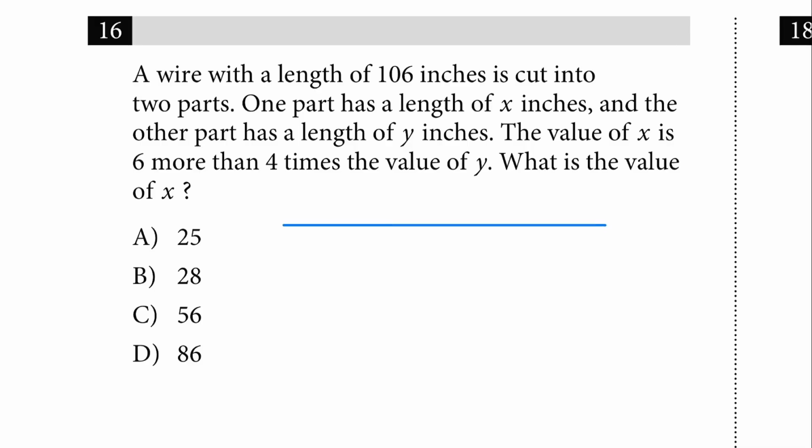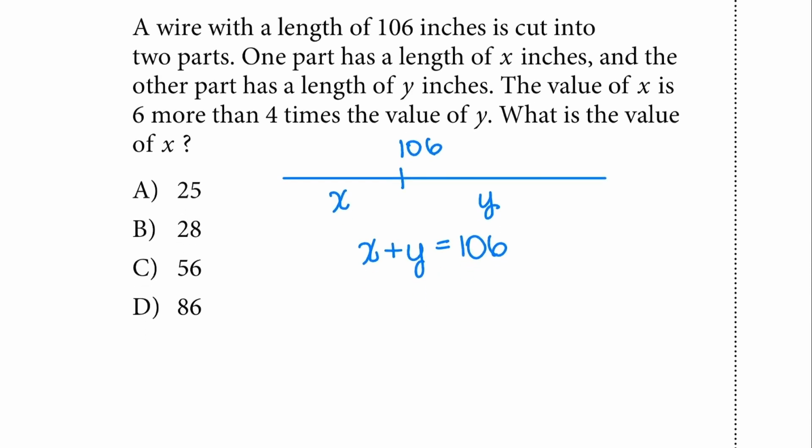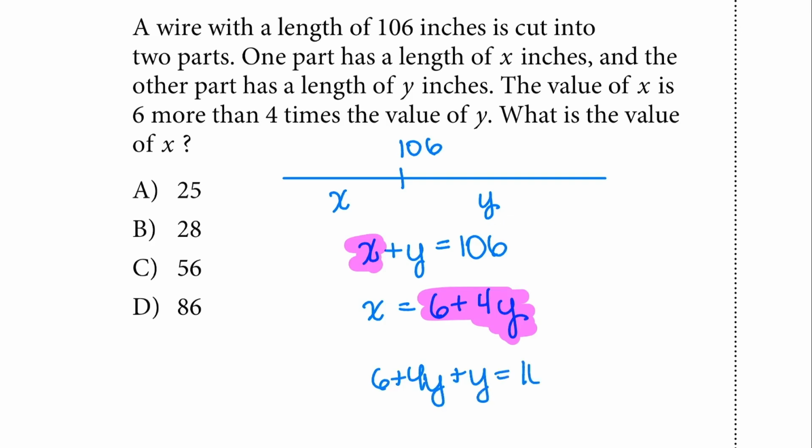Part of it is cut into, or let's see, we have 106 total. We have one length of x and then the other length of y. Okay, so in an equation format, x plus y equals 106. Now the second equation, the value of x is 6 more than 4 times the value of y. So here, again, we could plug this into Desmos, but again, I think it's just as easy to go and do substitution here. So 6 plus 4y plus y equals 106.